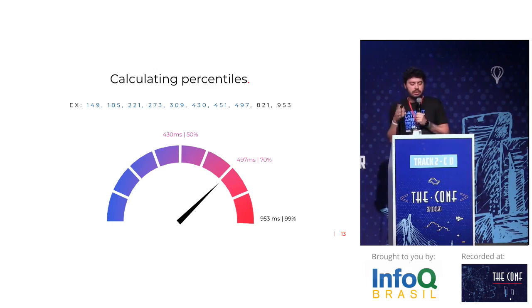So doing simple math, I can define that 70% of my requests are under 493 milliseconds. My P99 is about 953 milliseconds. I can have the 50% of my requests too. So using this approach, we can have a good reference on how to set a good timeout number.